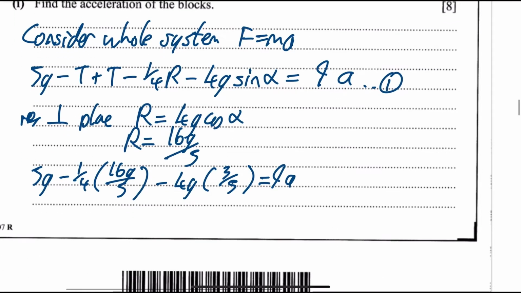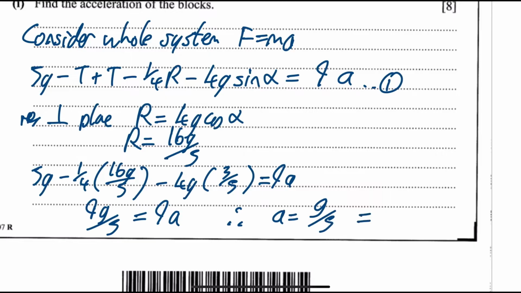That all works out, multiply out and tidy the left-hand side, you'll have 9G over 5 is equal to 9A, which then works out to be that your A is equal to G over 5, and A then, that's 9.8 divided by 5 is 1.96 meters per second squared. So that's what we've got.